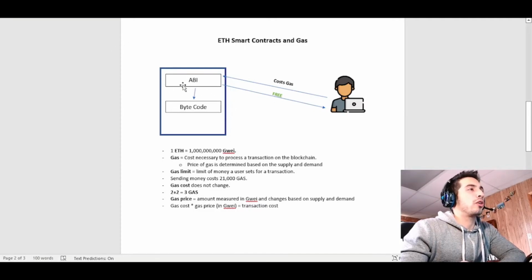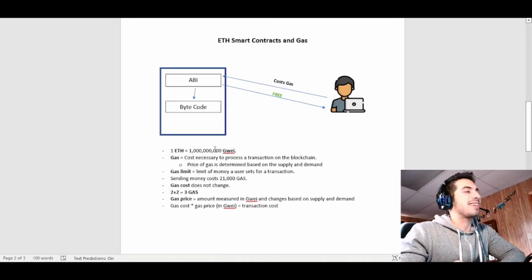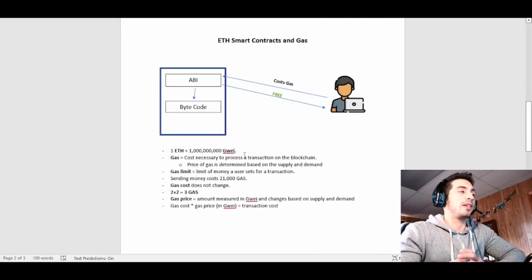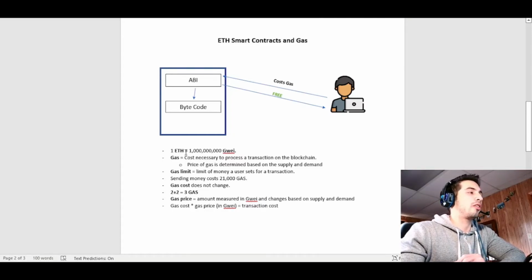If you were to grab data from that smart contract, that is completely free. But if you were to change data or send data, that costs what's called gas. Now let's discuss what gas is by breaking down how Ethereum as a cryptocurrency works. As we can break down the US dollar into 100 pennies, we can also break down one Ethereum into that many Gwei. And gas would be the cost that is necessary to process a transaction on the blockchain. The price of that gas is determined by the supply and demand on the token.